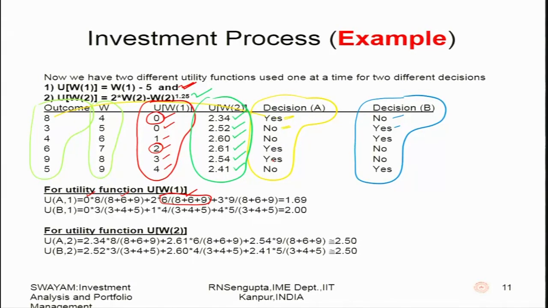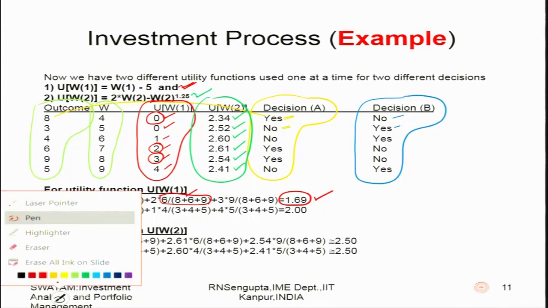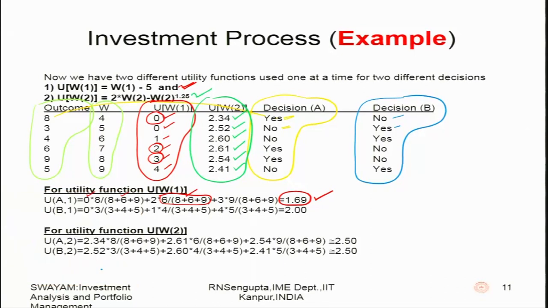Similarly, the other one where it is yes for decision A, the utility is 3, which I just marked, and the corresponding probability is 9 divided by 8 plus 6 plus 9. Hence, the overall expected value of that utility for decision A is 1.69.